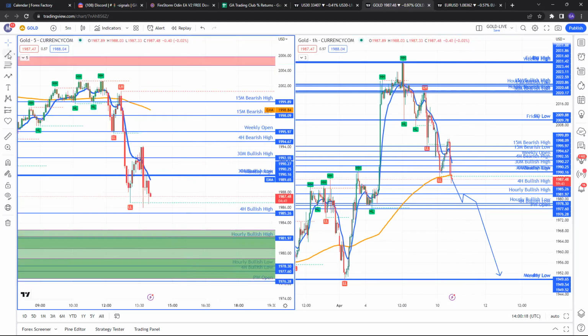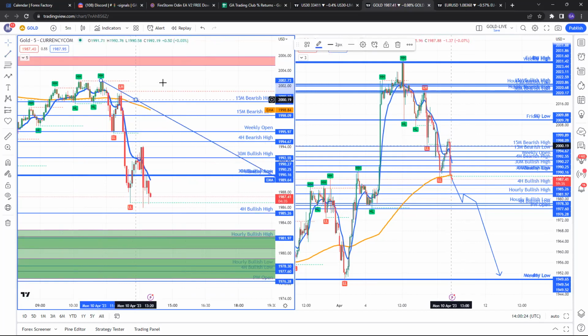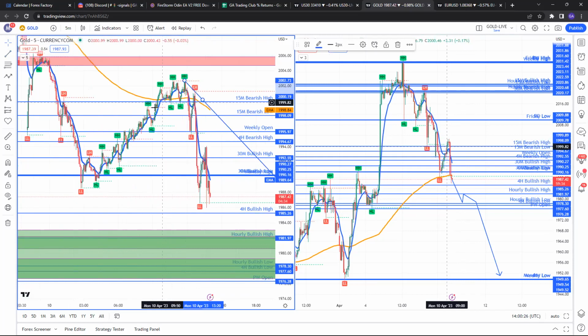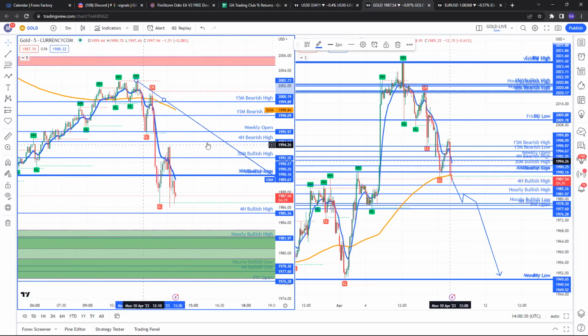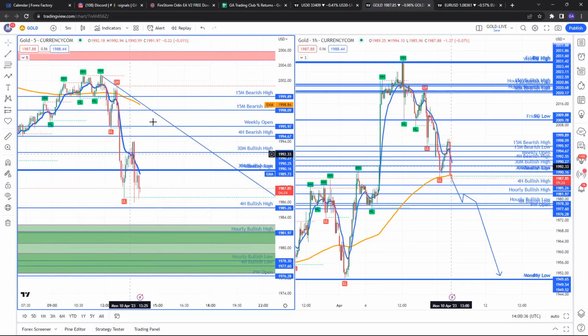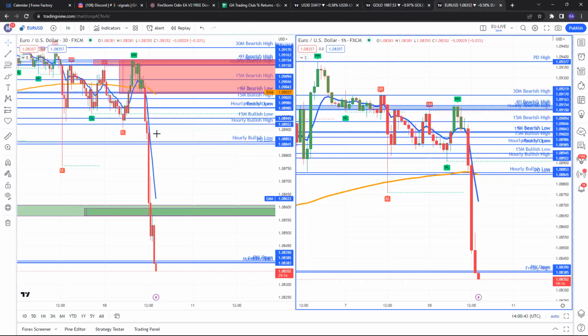I'll come in here, draw a trend line from this higher high to this lower high. Right now, we only have one trend line for gold. Let's see, I don't have any other trend lines. So a sell ideally would be a retest of this trend line. So price is pretty much far away from that. So I don't see any trades for gold.